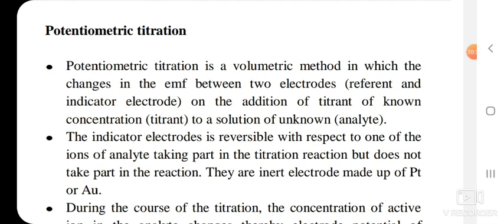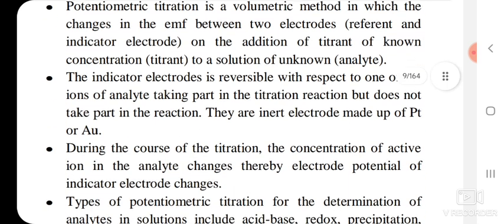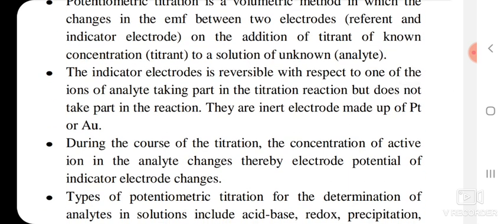Potentiometric titration. Potentiometric titration is a volumetric method in which the changes in the EMF between two electrodes, reference and indicator electrode, are measured on the addition of titrant of known concentration to a solution of unknown analyte. The indicator electrode is reversible with respect to one of the ions of the analyte taking part in the titration reaction but does not take part in the reaction. They are inert electrodes made up of platinum or gold.